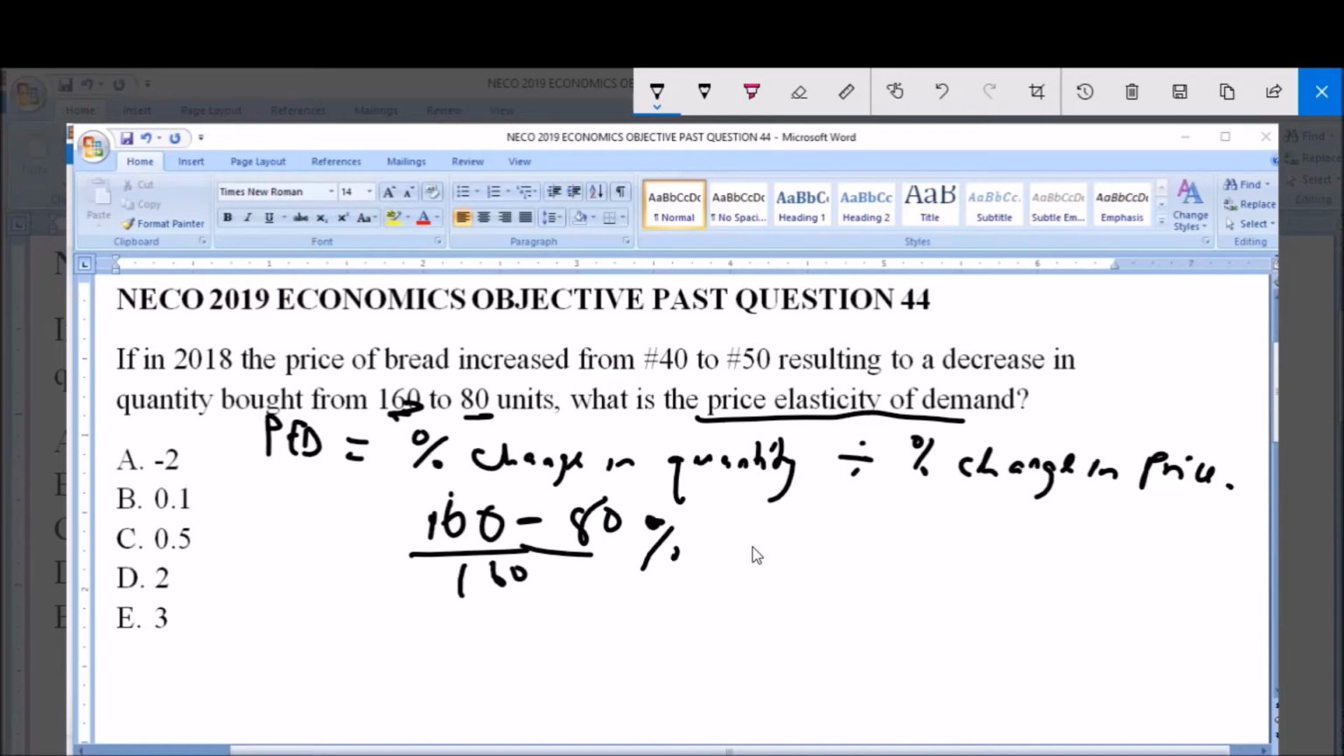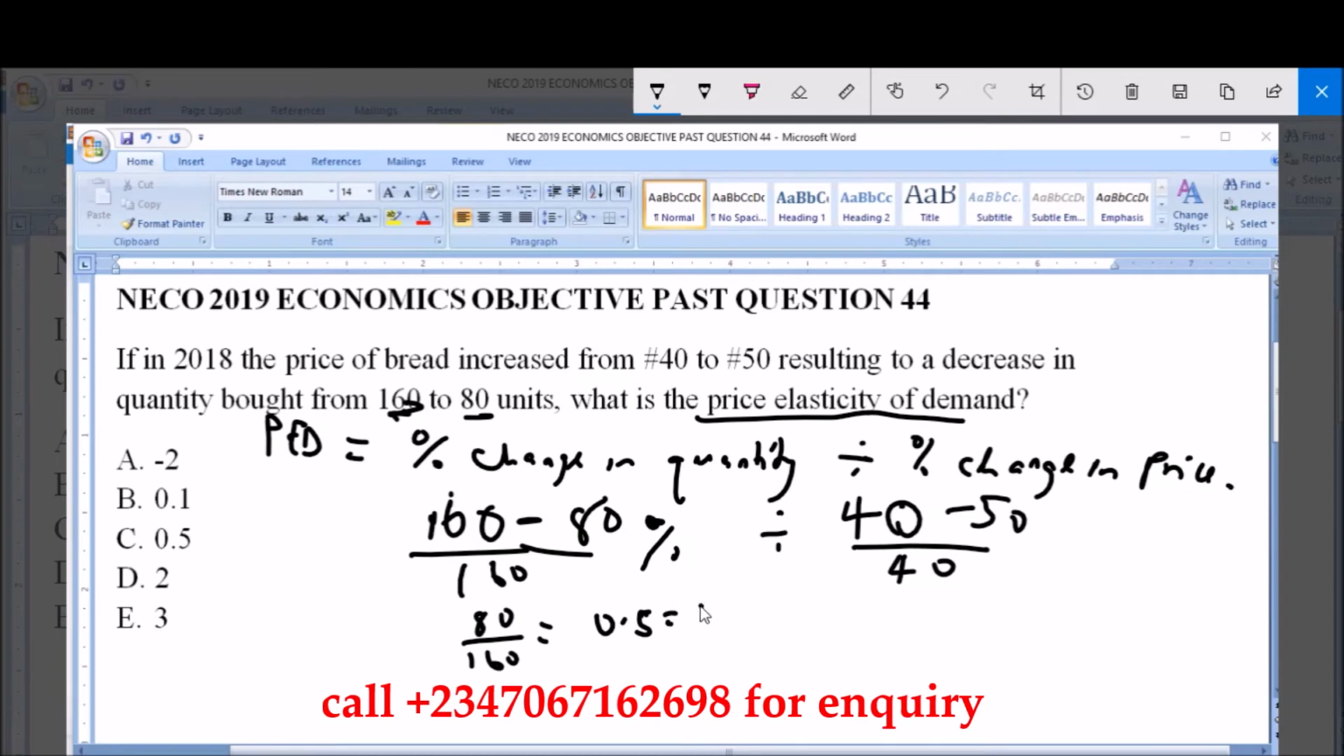Now divided by the change in price, percentage change in price. So the initial price 40 minus final price divided by the initial price, so that also will be in percent. Now if you estimate this, you will get 160 minus 80 is 80 over 160, and 80 over 160 is 0.5, so that is 50%.